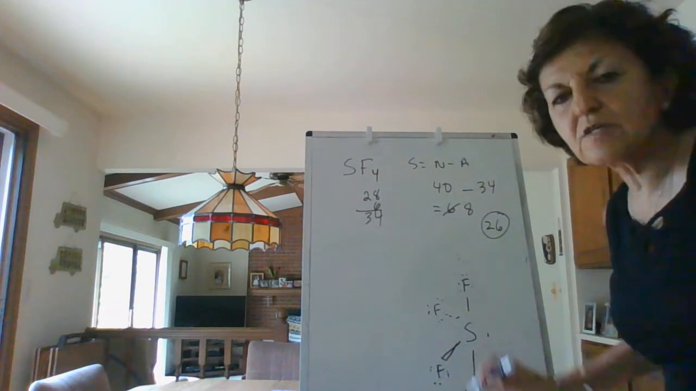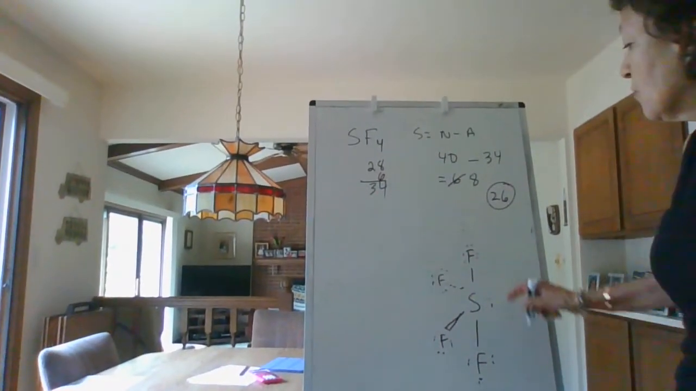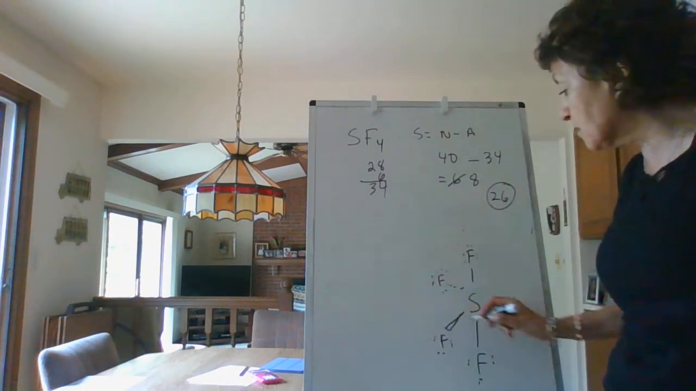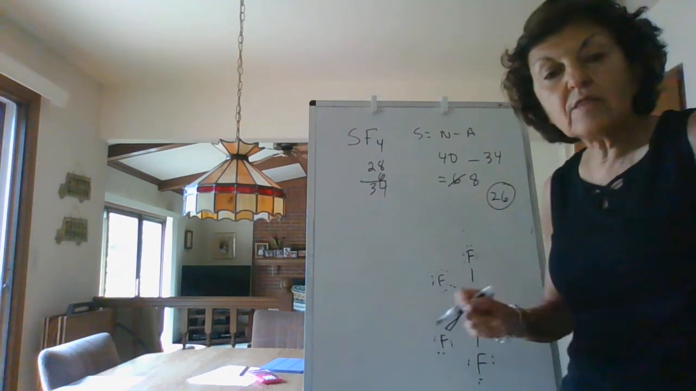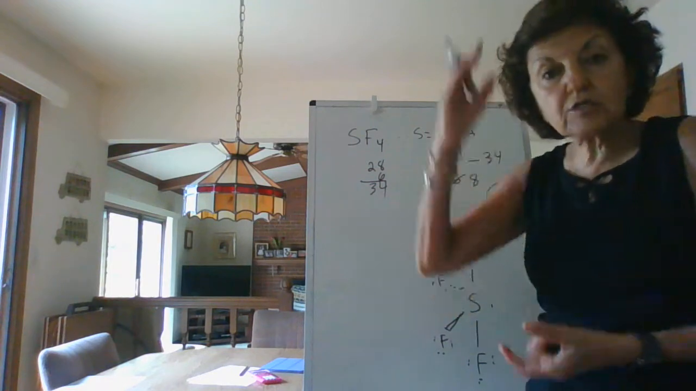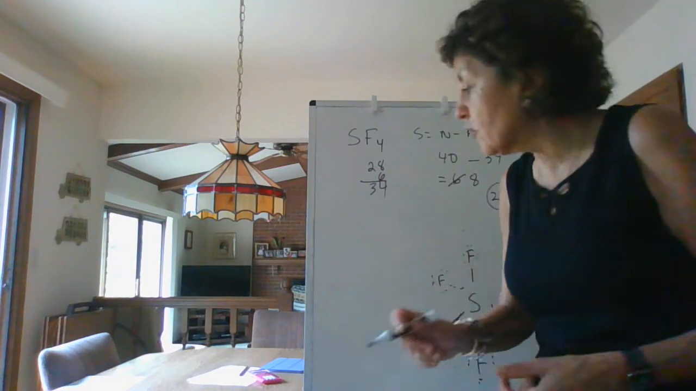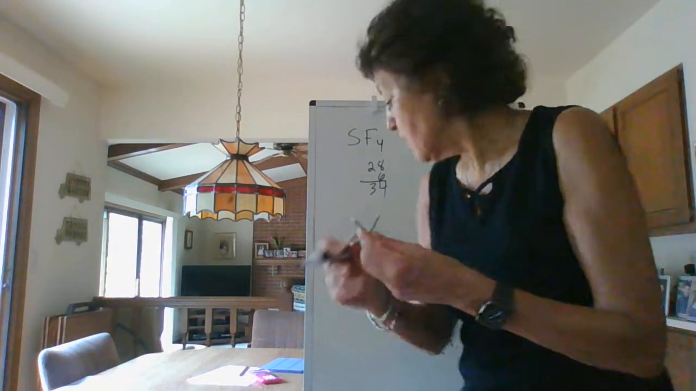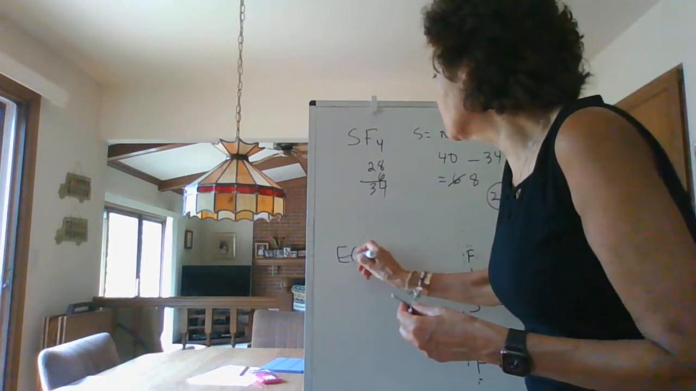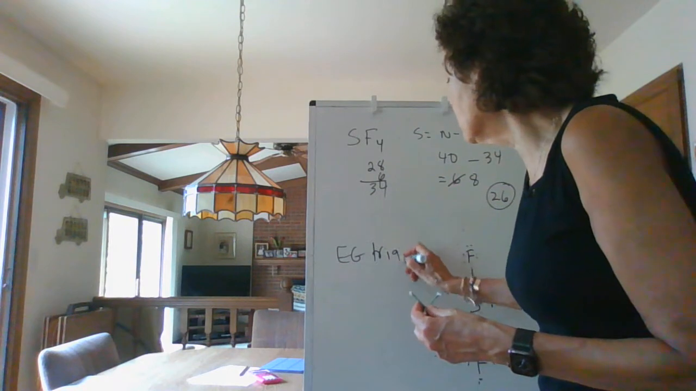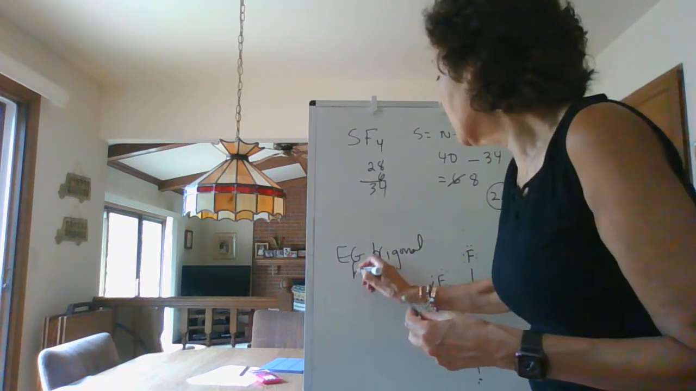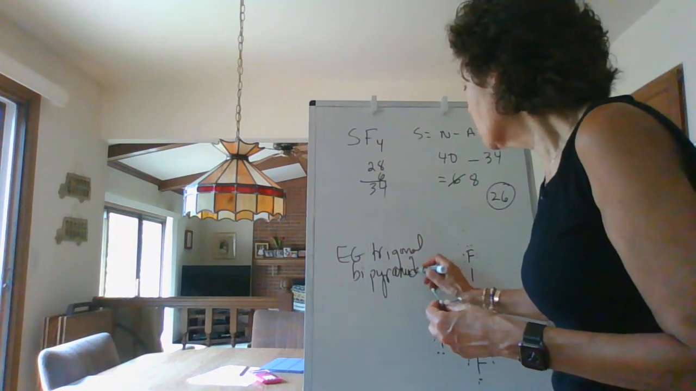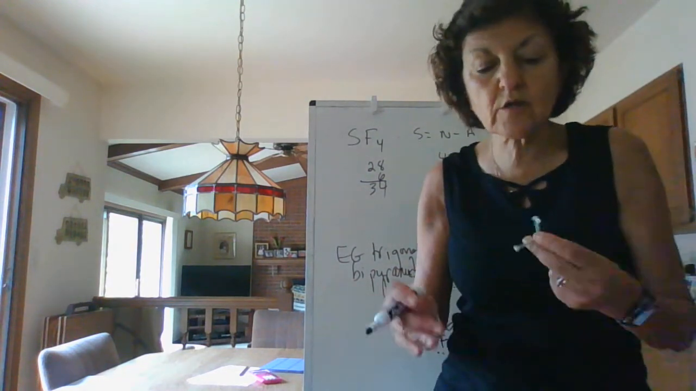So this is what it looks like. Remember, if you have a lone pair in a trigonal bipyramidal, the lone pairs are always going to go in the equatorial position, not the axial position. Okay. So what does it look like? The electron geometry is trigonal bipyramidal, because anything with 5 is always trigonal bipyramidal.